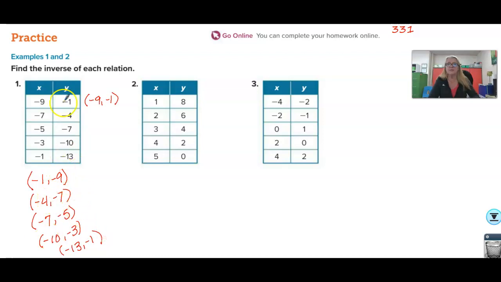These points represent the inverse of this function. So you do that with each of these. I'm not going to bore you with these. I'm sure you can handle these all on your own. You just swap the X and the Y. So the inverse would be 8-1, 6-2, 4-3, 2-4, and 0-5. You would do the same thing over here.